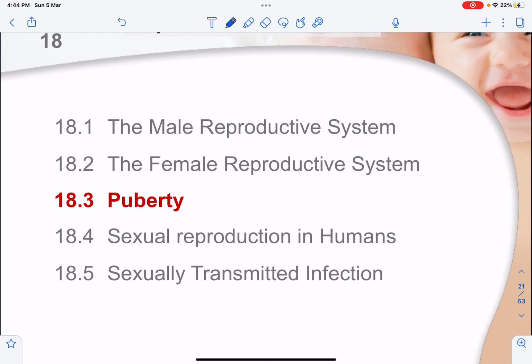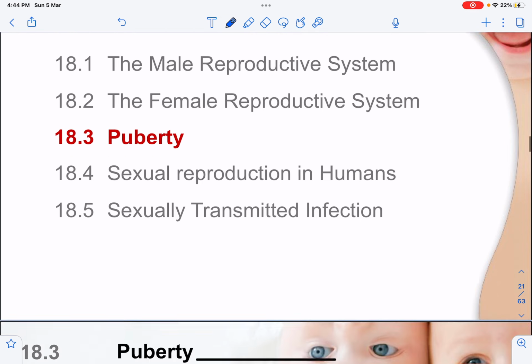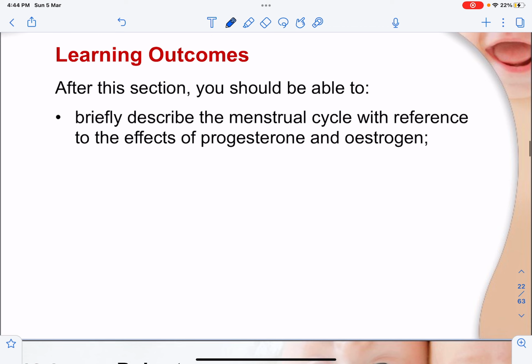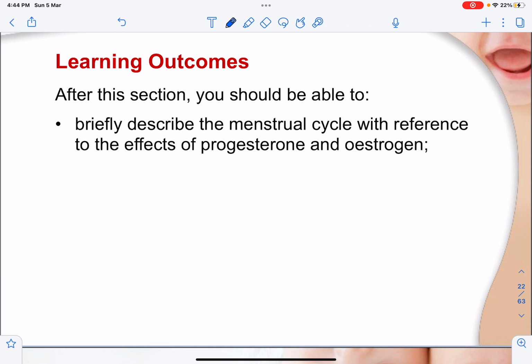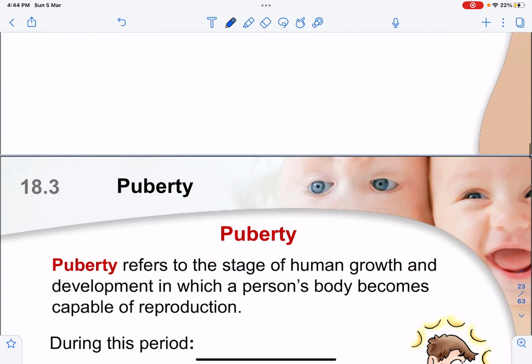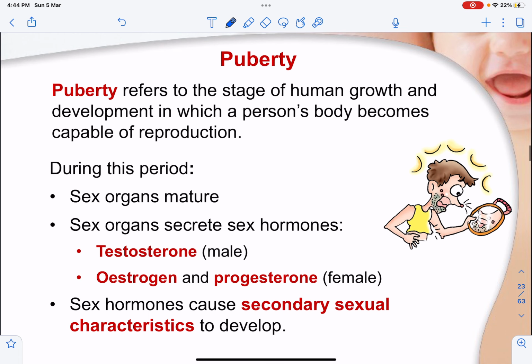Now we will be talking about puberty. For puberty, the key thing that you need to know is the menstrual cycle. And when you talk about the menstrual cycle, you have to make reference to the effects of progesterone and estrogen. Okay, these are two main hormones found in a female's body.